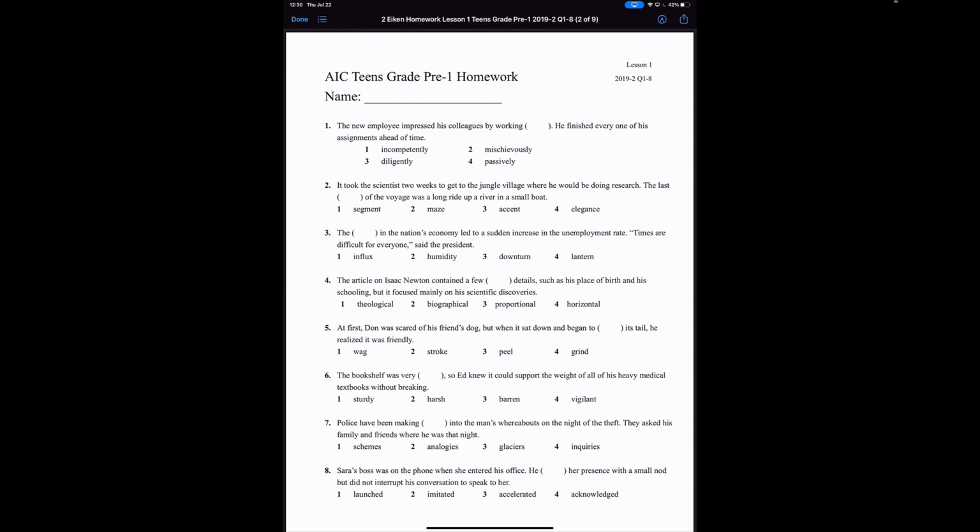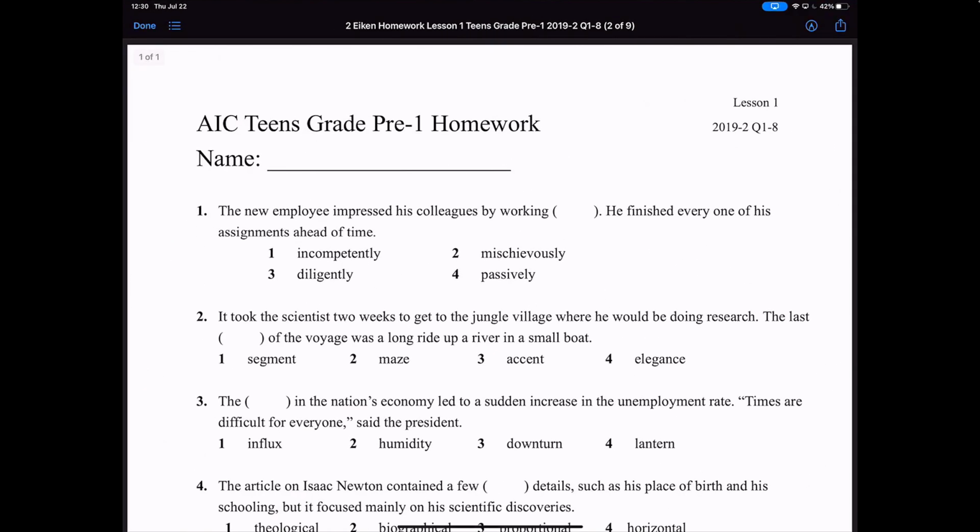These are for... well, it's hard to explain why it says teens. That has more to do with my own program, but anyway. So let's just look at some of these examples and figure out what we can learn about the higher level Eiken by looking at them.